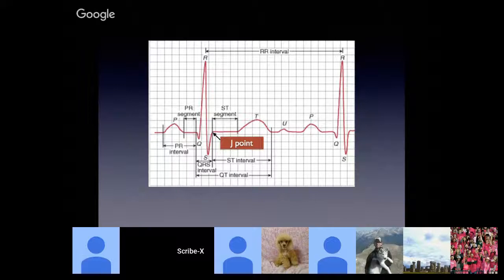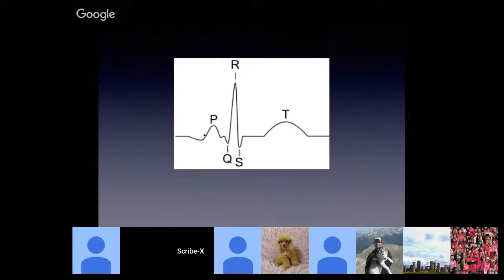And the J point is where the S wave becomes the T wave. The J point is important to look for when we're talking about things like cardiac ischemia. So once again, P, QRS, T. P is where the atrial contraction occurs. QRS is your ventricular contraction. T is your ventricular relaxation, and this is where we see the heart repolarize.